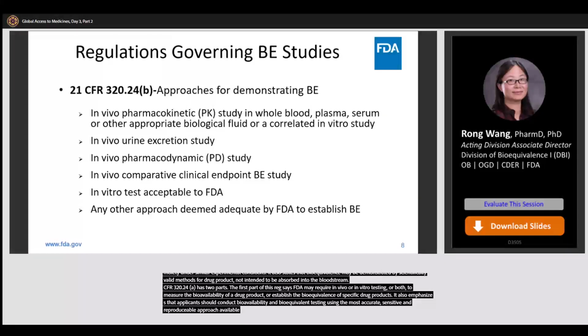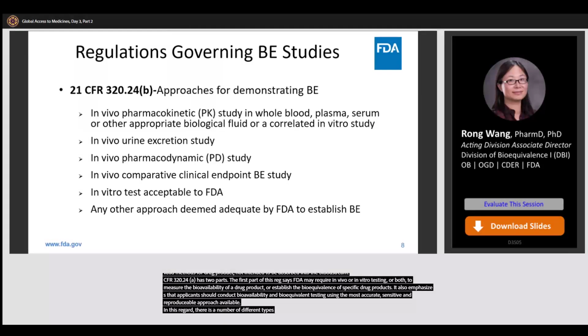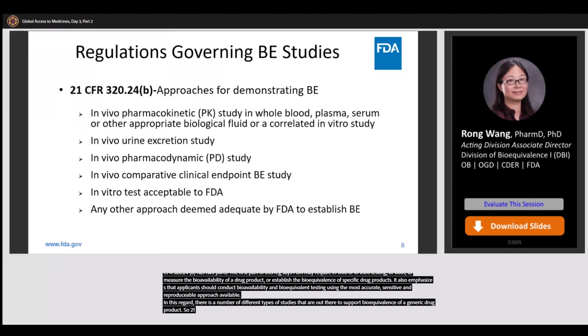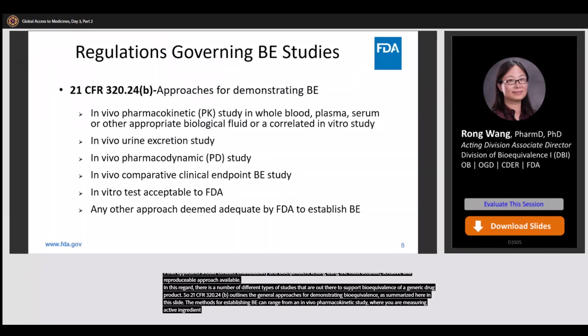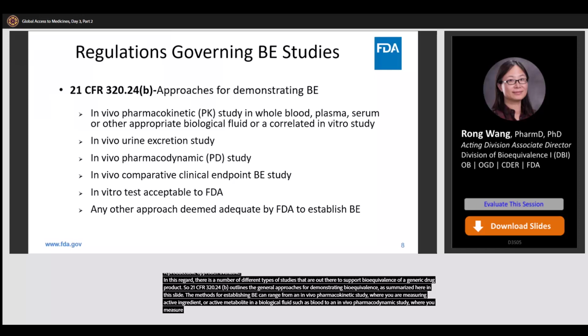In this regard, there are a number of different types of studies that are out there to support bioequivalence of a generic drug product. So 21 CFR 320.24(b) outlines the general approaches for demonstrating bioequivalence, as summarized in this slide. The methods for establishing BE can range from an in vivo pharmacokinetic study, where you are measuring active ingredient or active metabolite in a biological fluid such as blood, to an in vivo pharmacodynamic study where you measure the pharmacological effect of a drug product, or a clinical endpoint study.